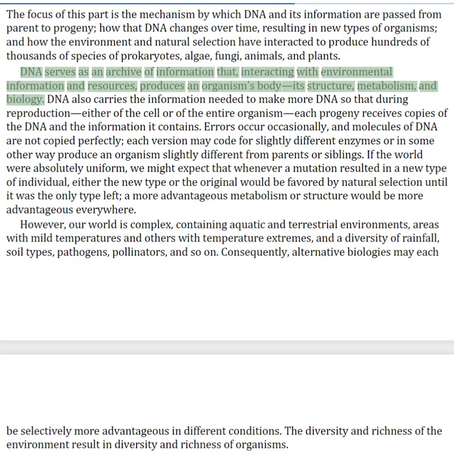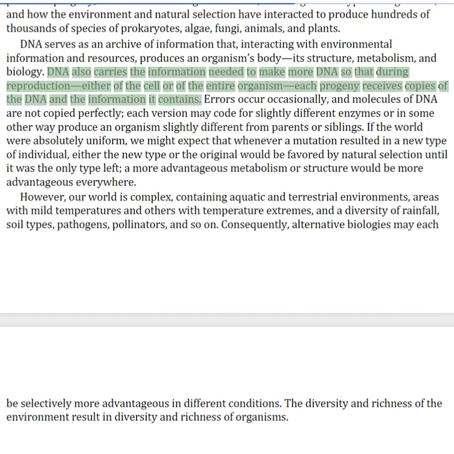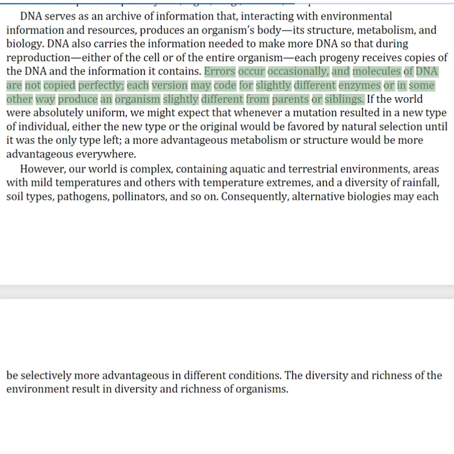DNA serves as an archive of information that, interacting with environmental information and resources, produces an organism's body, its structure, metabolism, and biology. DNA also carries the information needed to make more DNA so that during reproduction, either of the cell or of the entire organism, each progeny receives copies of the DNA and the information it contains. Errors occur occasionally, and molecules of DNA are not copied perfectly. Each version may code for slightly different enzymes or in some other way produce an organism slightly different from parents or siblings.